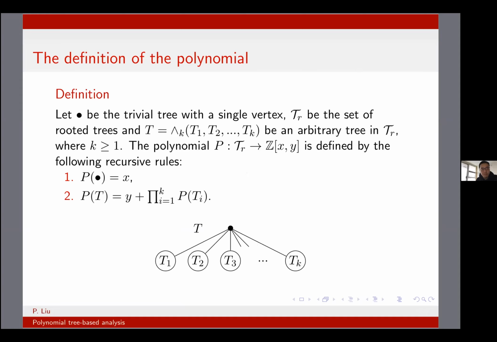So now if we know the polynomial of all the child subtrees T1, T2, and T3, Tk here, all we need to do is just multiply the polynomials of these subtrees and then plus y. So we can see some examples in the first page here.